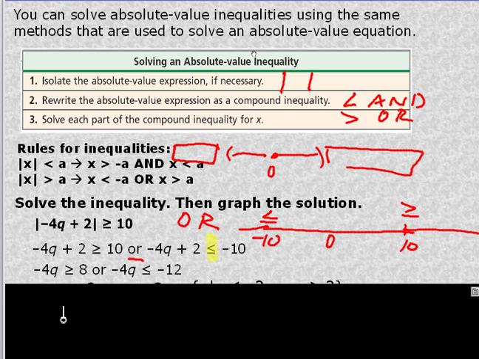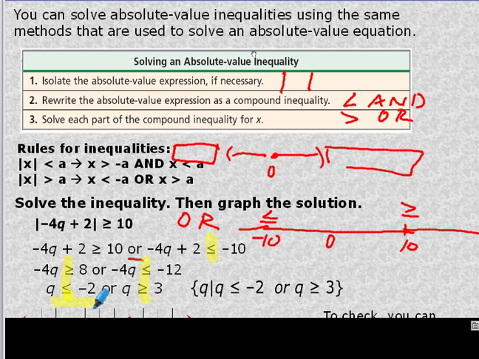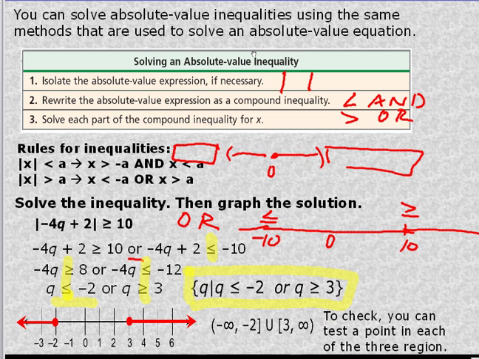Subtract 2 from both sides. Divide by a negative 4. Remember, we're dividing by a negative number, so the inequality switches directions. And we end up with q has to be less than or equal to negative 2, or q is greater than 3. So this is our solution. Our graph of that solution looks like this. Less than or equal to negative 2, greater than or equal to 3.